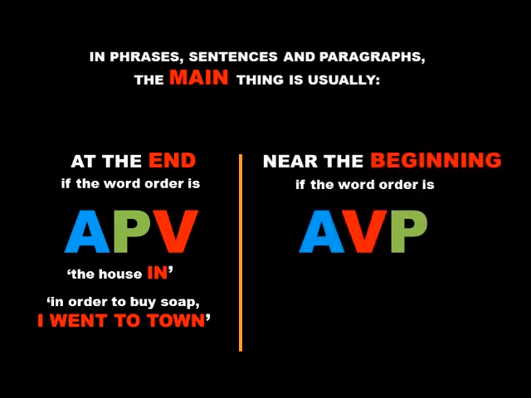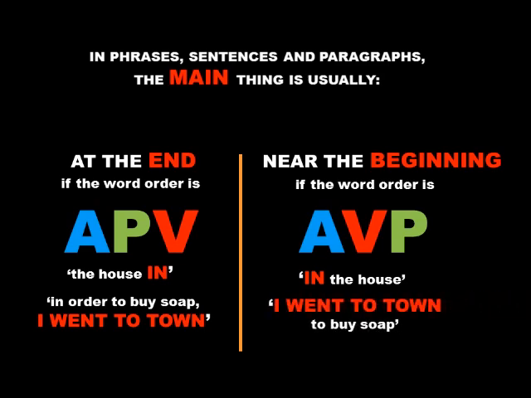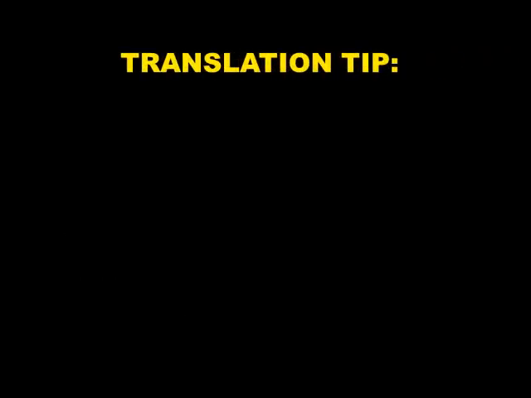On the other hand, if the word order in the clause is actor, verb, patient, the main thing in phrases, sentences, paragraphs and stories is often at or near the beginning. Typically people say "in the house" rather than "the house in" in these languages. And usually it is more normal to say "I went to town to buy soap" rather than "to buy soap I went to town." So, here is a final translation tip.